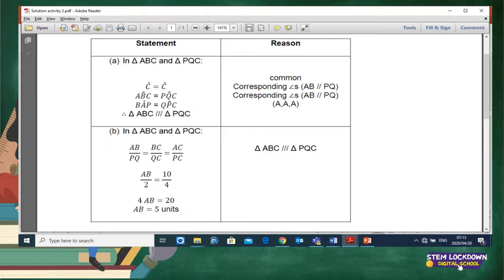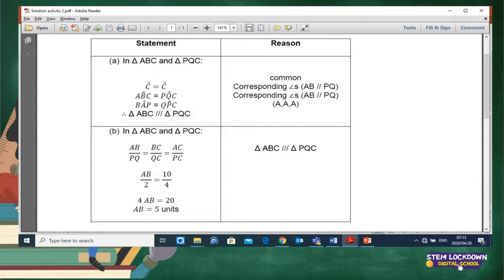Equally, angle BAP is equal to angle QPC. Those are also corresponding angles. That is why we have concluded that triangle ABC is similar to triangle PQC. So that will be your answer for your similarity there. The reason is AAA, angle, angle, angle.